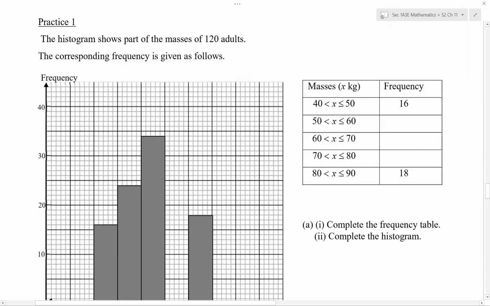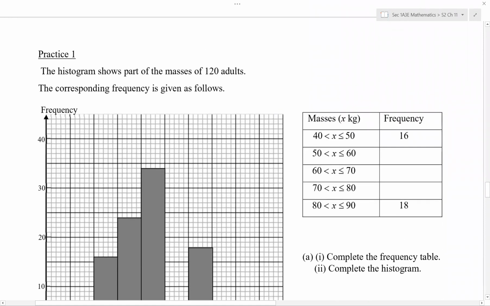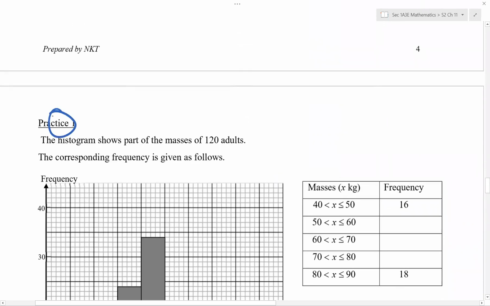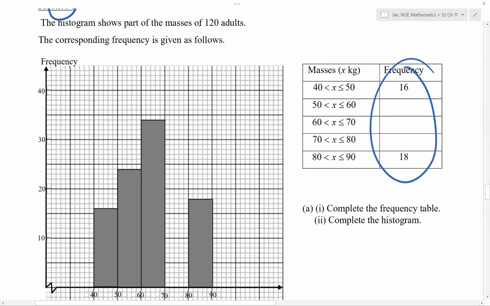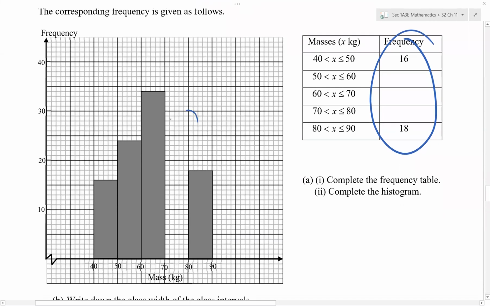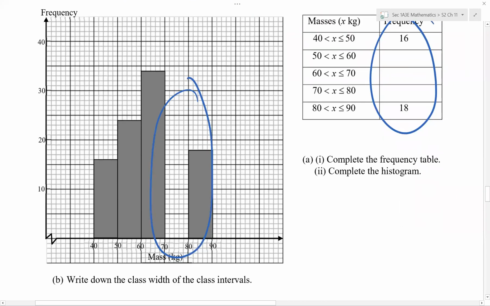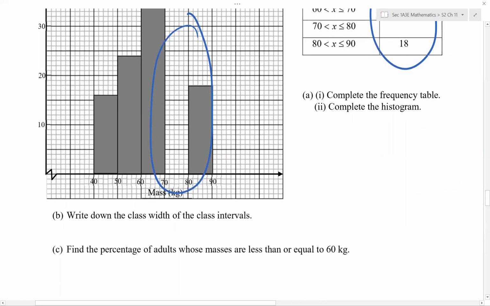So practice number 1, please try this by yourself. You have already acquired the necessary skills to fill in the blanks for the frequency. One clue is that there are a total of 120 adults. Then you also have to fill in one missing rectangle over here. Class width, take the maximum minus the minimum for any of the class intervals because these are all uniform.